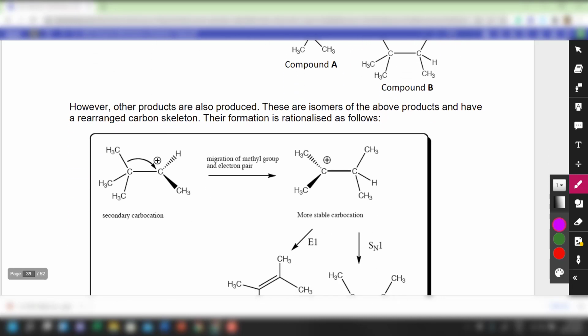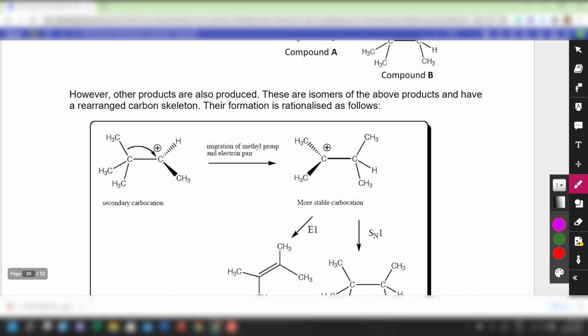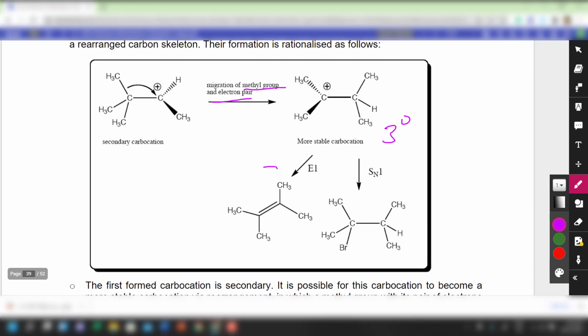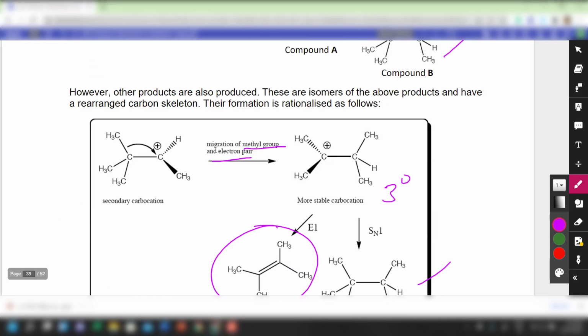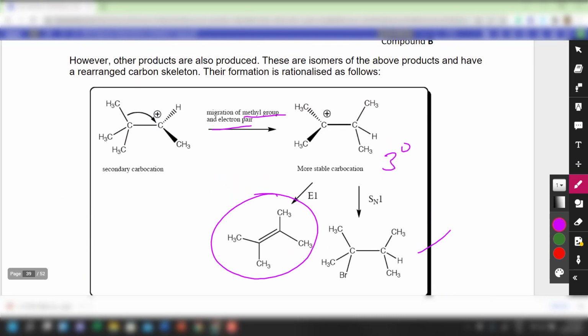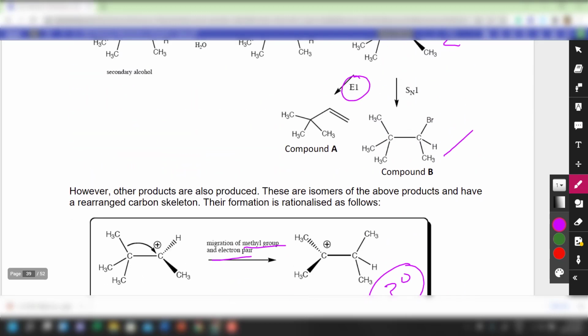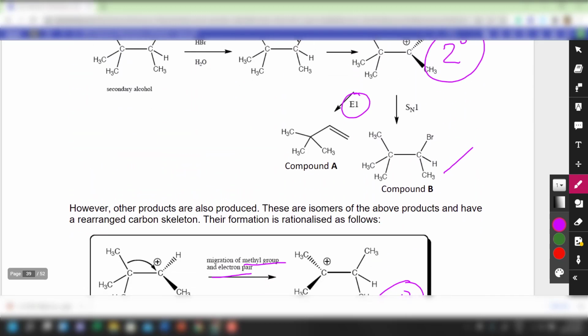But sometimes we do get unexpected products. For example, we can get a methyl shift. So this is known as a methyl shift. When a methyl shift takes place, I form a more stable tertiary carbocation. And the more stable tertiary carbocation will lead to a more stable tetra-substituted alkene, and in the process for SN1, I get this particular product, which need not be more stable than this. But I think the point is the intermediate carbocation, being tertiary here, is more stable than secondary. So there is a driving force towards the formation of the more stable tertiary carbocation.